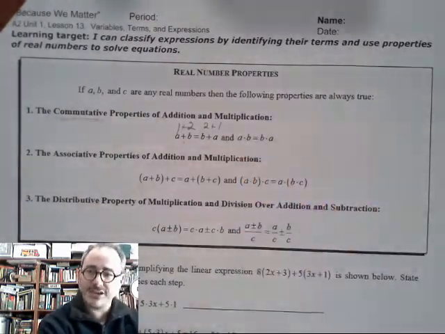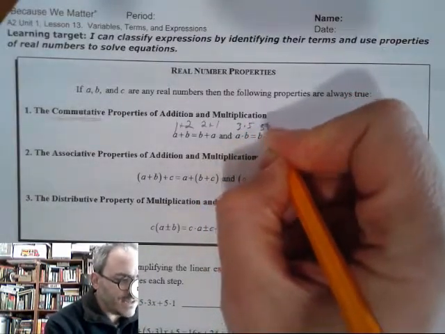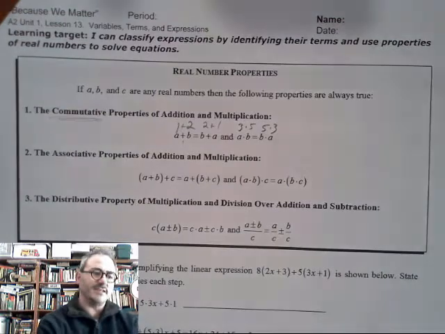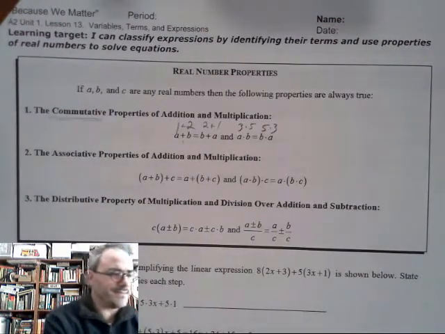Same thing with multiplication. Multiplication is commutative. 3 times 5 is the same thing as 5 times 3. It's both 15. Doesn't matter. Multiplication and addition are commutative.